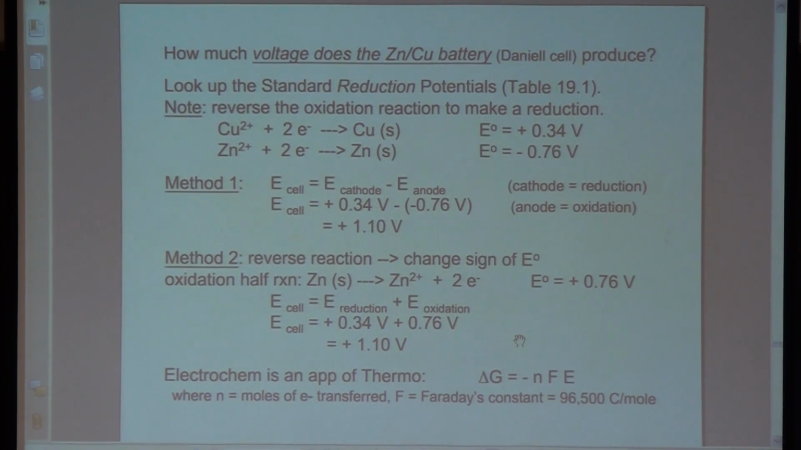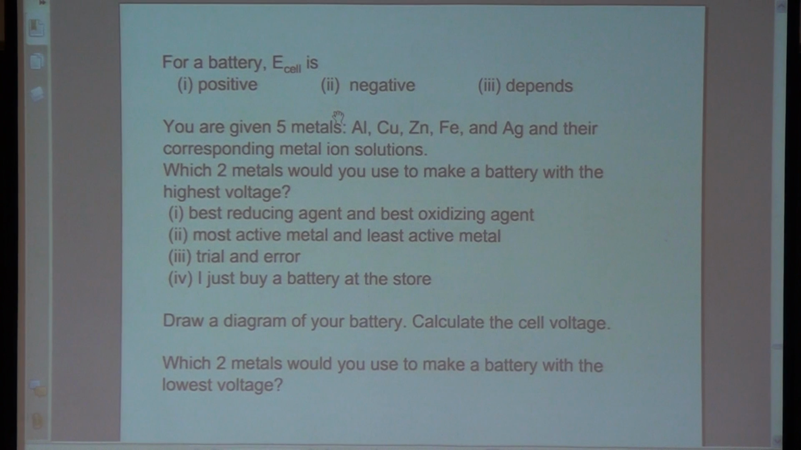Note that in a battery, we're converting what type of energy to what type of energy? Like Bruce says, chemical energy to electrical energy. I worked on this slide last night, so I'll post it this afternoon so you can take it. So for a battery, E cell should be positive.